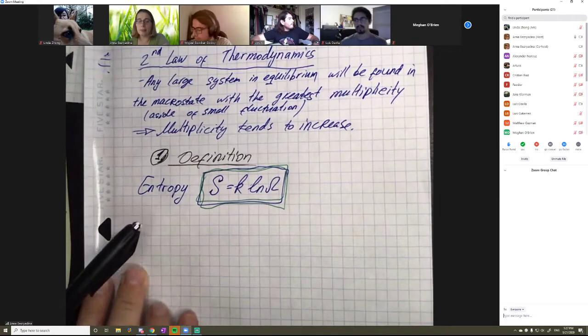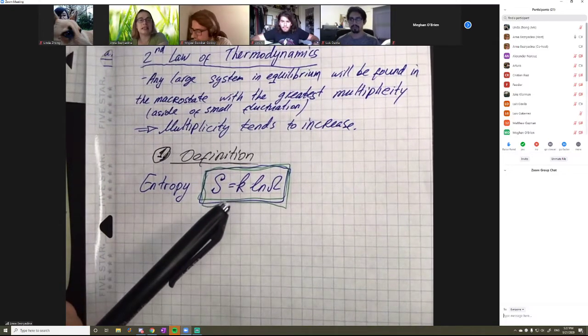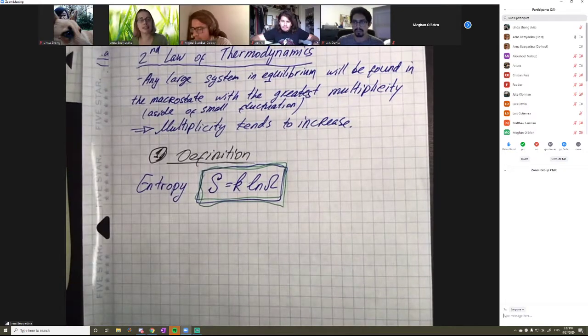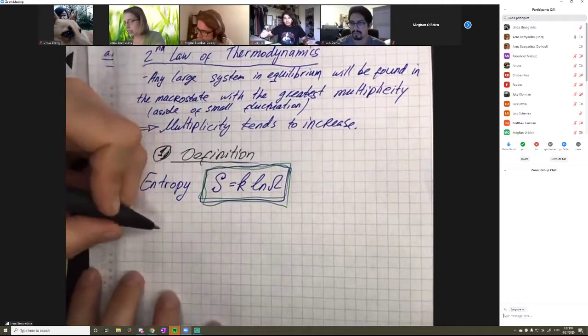So what is entropy? Entropy is the logarithm of the number of ways of arranging things in the system. So we have a system and a number of ways we can arrange it, and entropy is the logarithm of the number of ways we can arrange something. Okay, so let's look at an example.